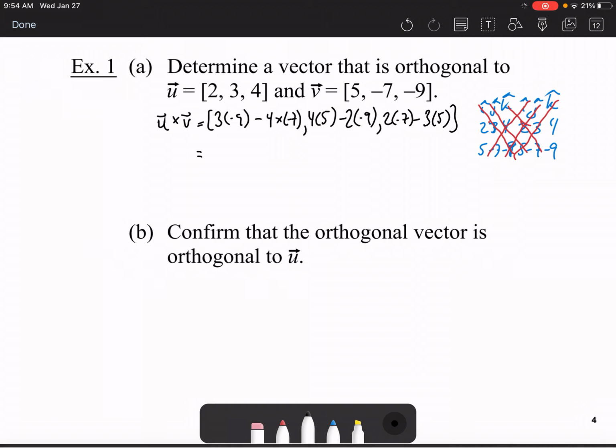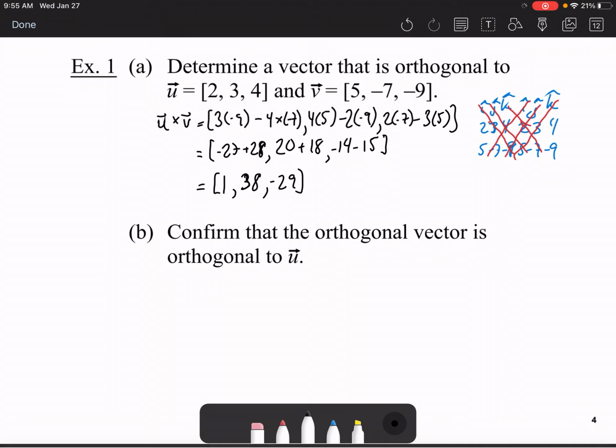And it's just a simple calculation. So negative 27 plus 28, 20 plus 18, negative 14 minus 15. So this is the vector 1, 38, and negative 29. So a vector that's orthogonal to both u and v is 1, 38, and negative 29.